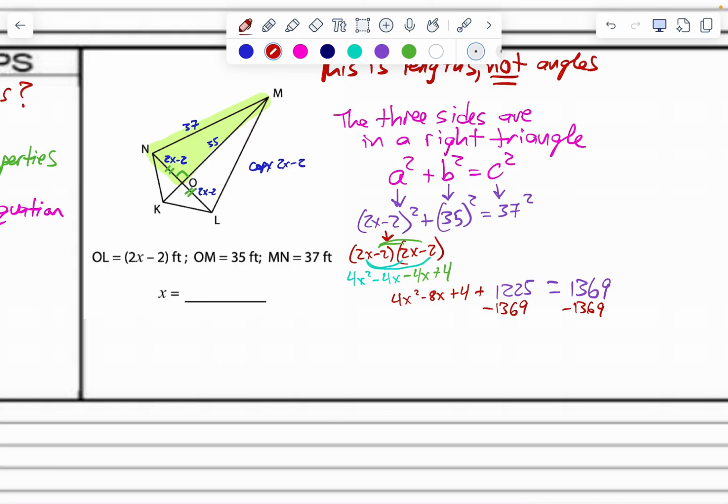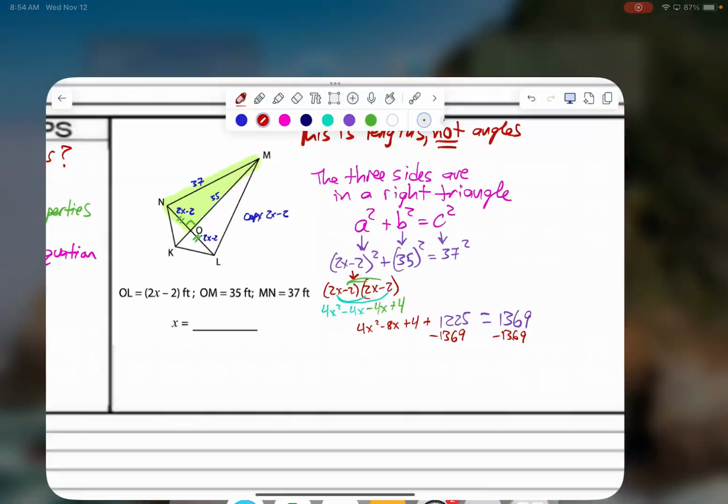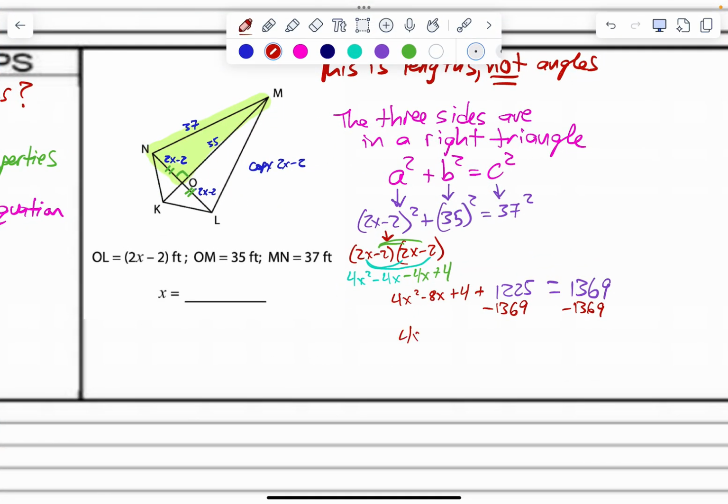And now, like he said, we'll combine all these three like terms right here. So 4 plus 1225 and then minus 1369. And we'll get negative 140. All right, that looks good. Looks more familiar, I should say.